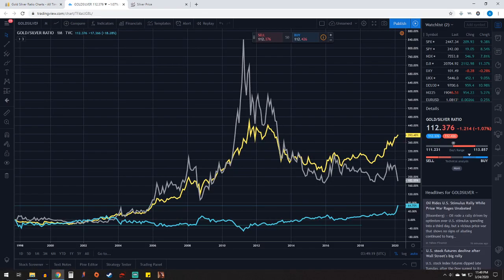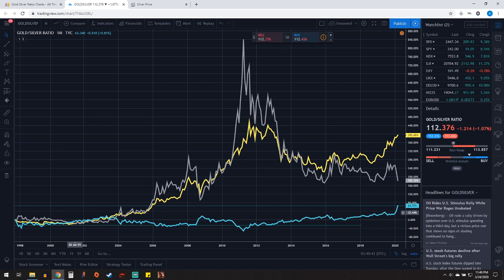But so let's go take a look at another chart. This is the price of silver plotted with the price of gold. And then the blue line down at the bottom is the gold-silver ratio. So something you can notice is that every time this ratio peaks, and this chart goes back to 1998, so this is going to be a look at basically the last 22 years.